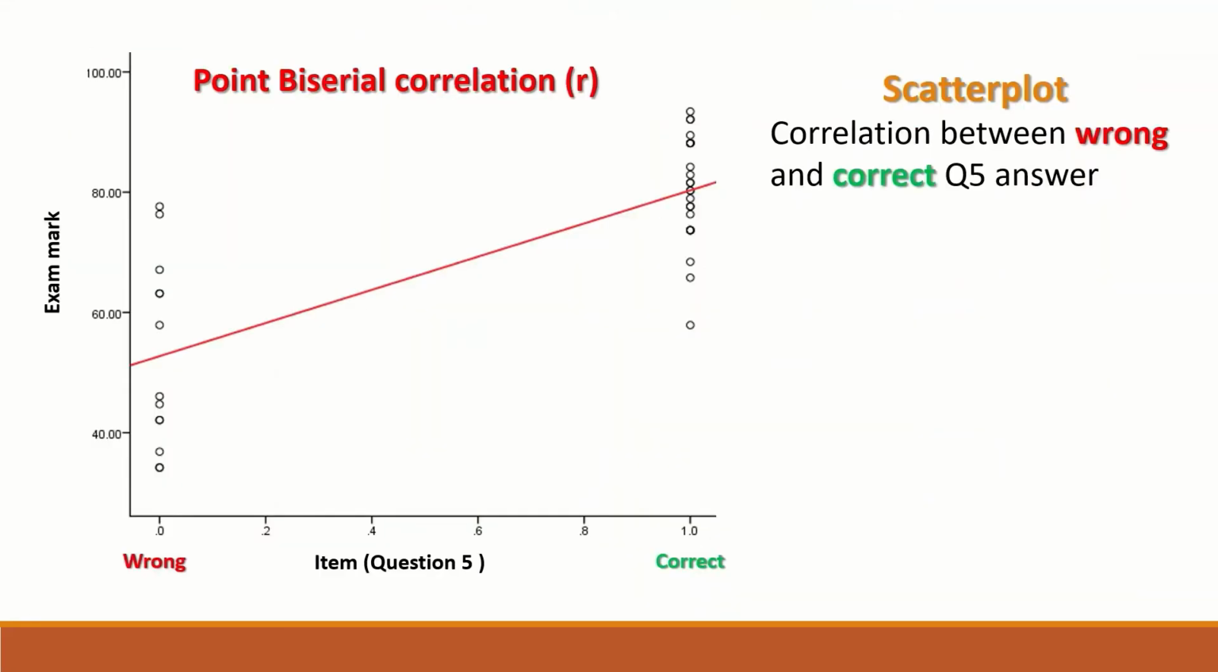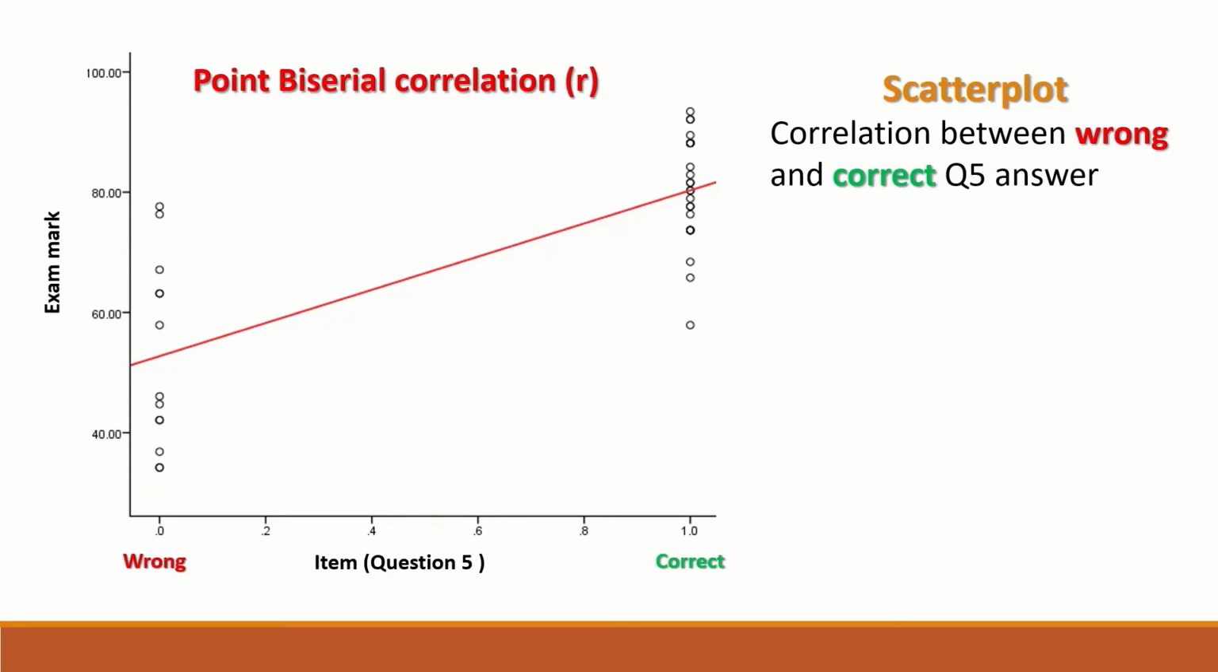In this slide, this is a scatter plot showing a correlation between wrong and correct answers for question number 5. As we can see here, the y-axis is labeled as exam mark from 0 to 100, and the x-axis is labeled 0, 1. 0 means wrong answer, 1 means correct answer.